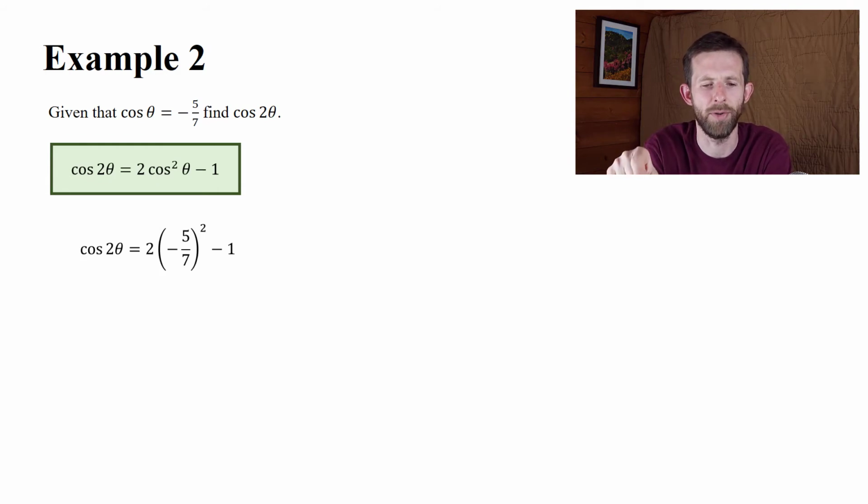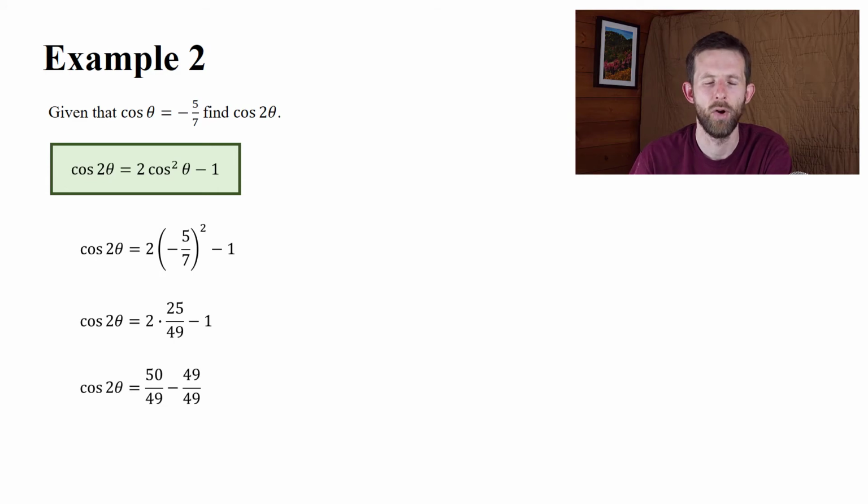And notice the negative 5/7 is inside parentheses. So when I square that, that's going to be positive. So I'm going to get 25 over 49 times 2, which is 50 over 49. 1 is 49 over 49. So I'm going to get 1 over 49. That's the cosine of 2 theta.